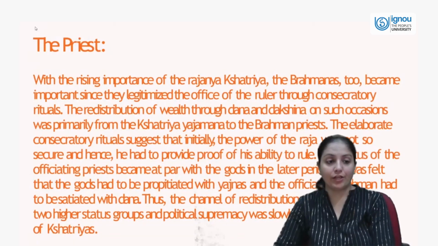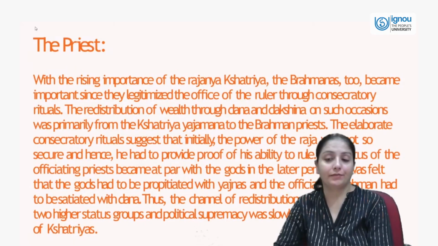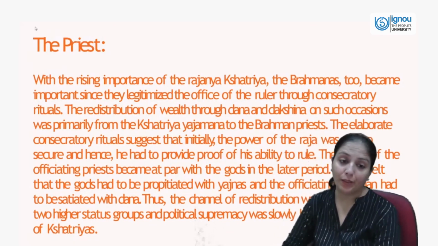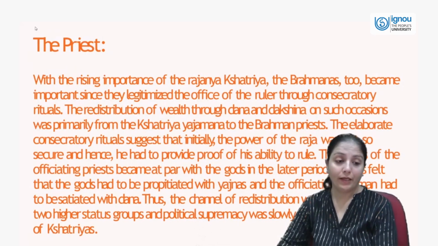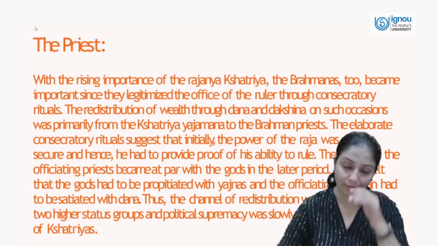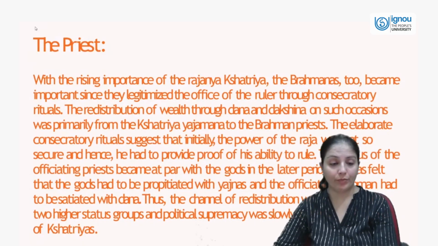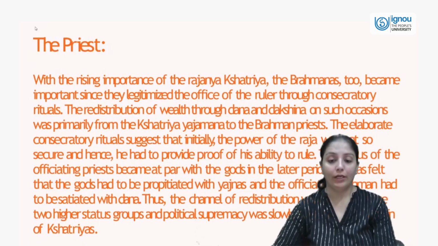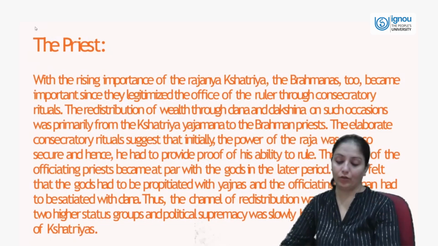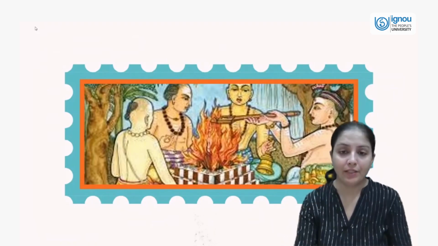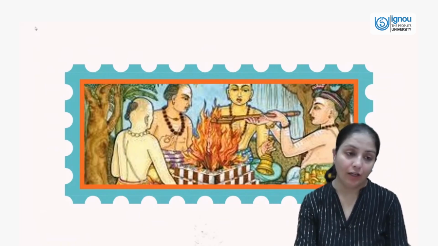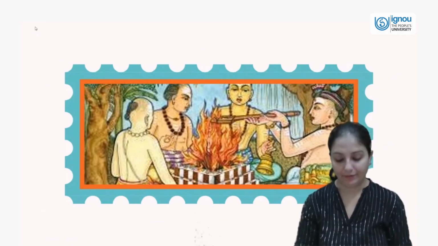The status of the officiating priest became at par with the gods in the later Vedic period. It was felt that the gods had to be propitiated with yajna and the officiating Brahman had to be satisfied with dana. The channel of redistribution was between these two higher status groups. Political supremacy was slowly becoming the domain of Kshatriyas. You can see the scene of a yajna at that time. The Brahman is also there. After the yajna, he will get a lot of dana and dakshina.